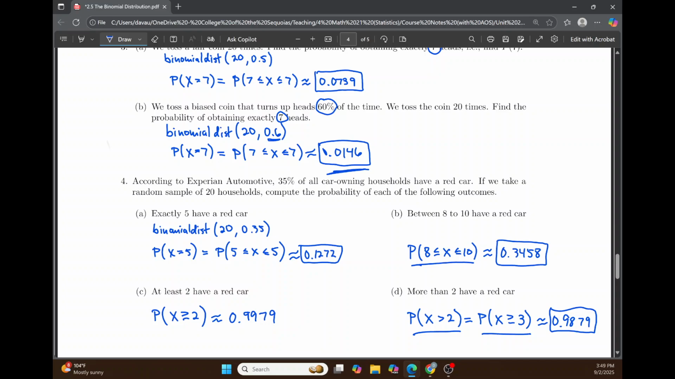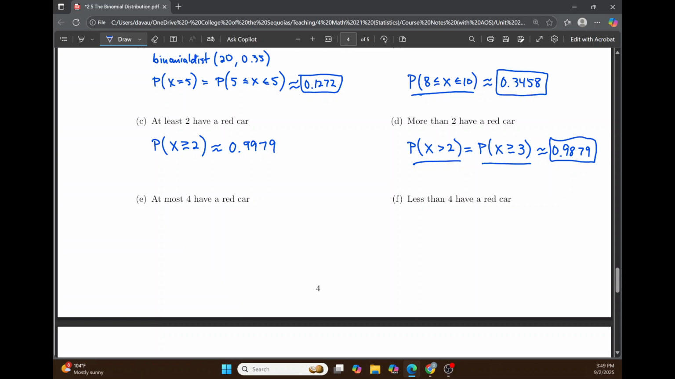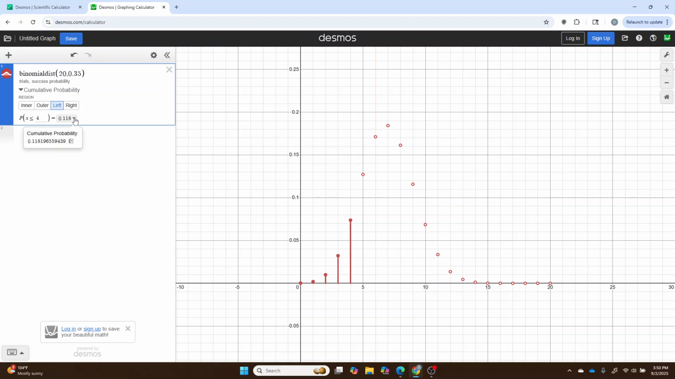Part E asks for the probability that at most 4 households have a red car. At most 4 means that 4 is the maximum, right? It could be 4, 3, 2, 1, or 0. It just can't be more than 4, right? So at most 4 means that x would have to be less than or equal to 4. Okay. In the calculator, I think that's going to be the left, right? Because right now this is pointing to the right. We need it to point to the left so that we have a less than. And we want the probability x is less than or equal to 4. So 0.1182 approximately.